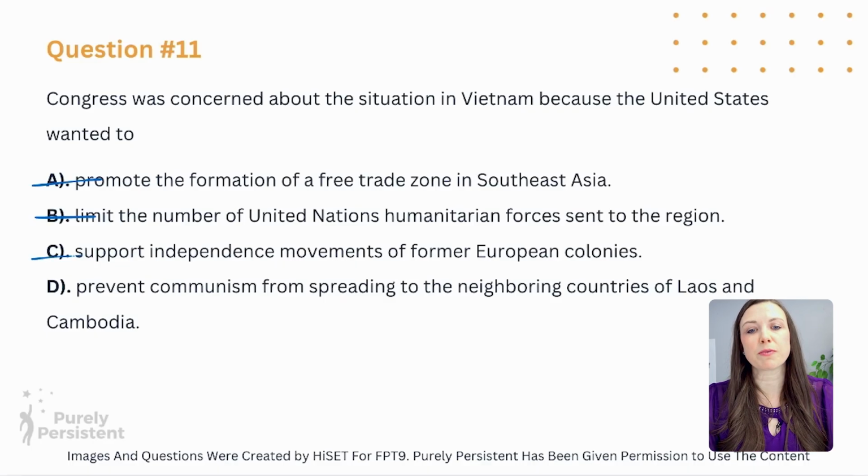Prevent communism from spreading to the neighboring countries of Laos and Cambodia. That is the answer. And so really one of the main things about the Cold War, which, remember, the Vietnam War was part of the Cold War era, was to prevent communism. We don't want communism. It's definitely not a good government system.